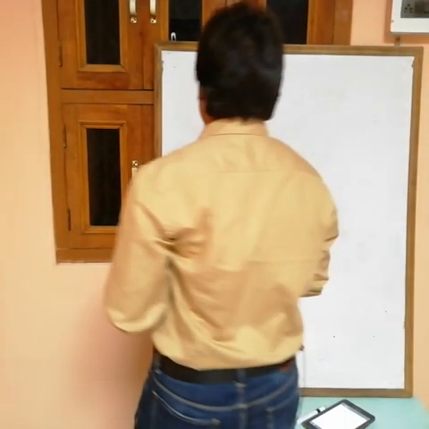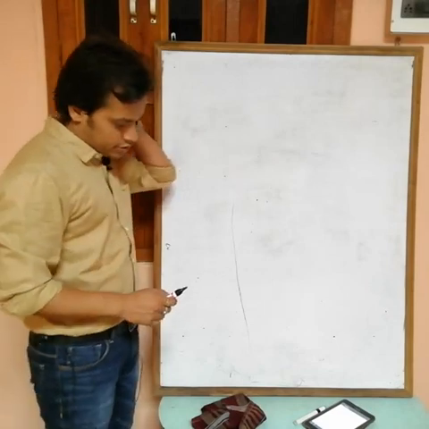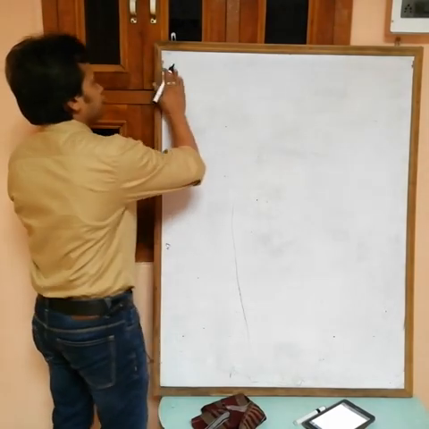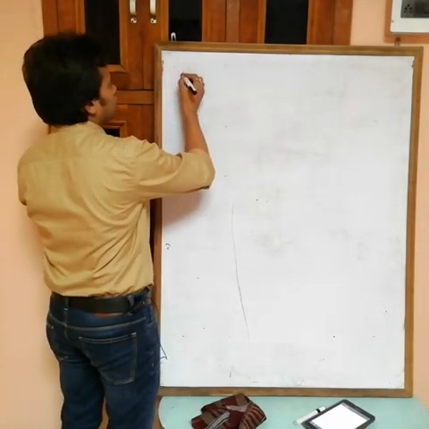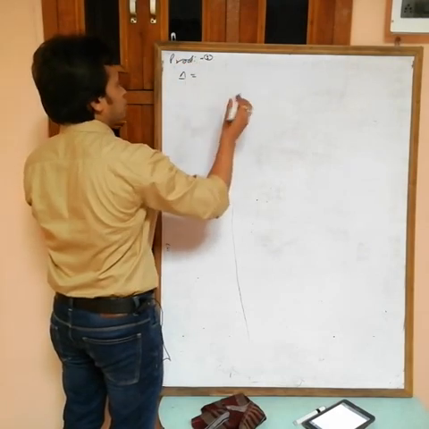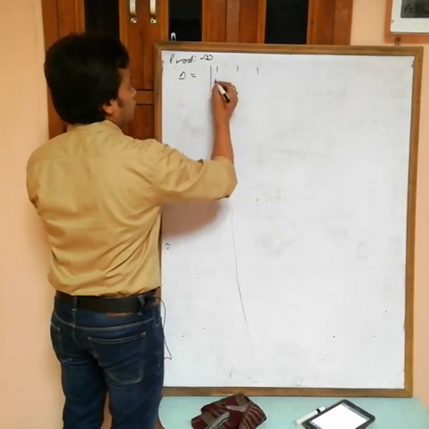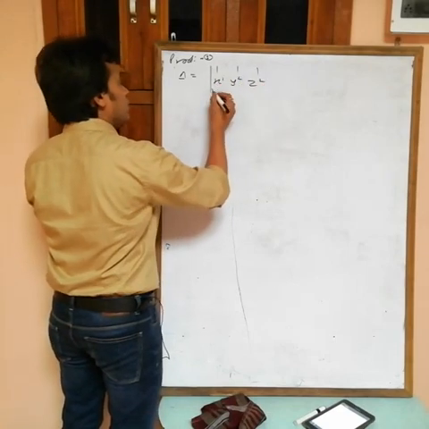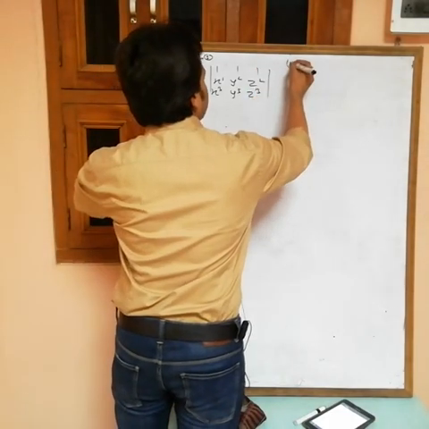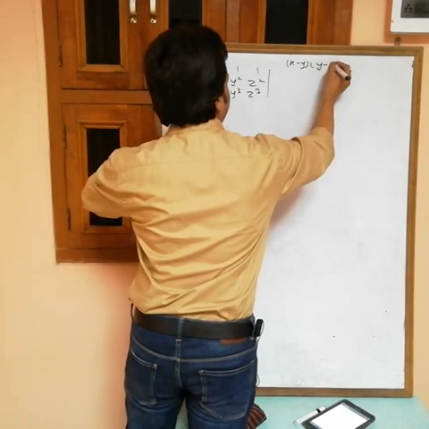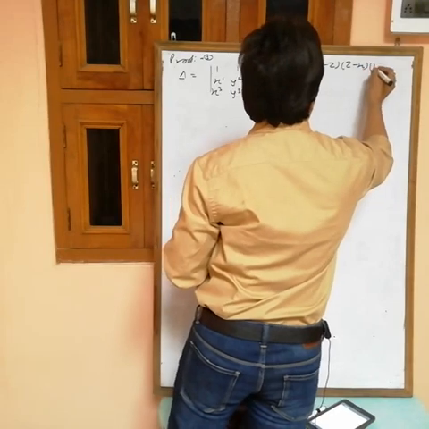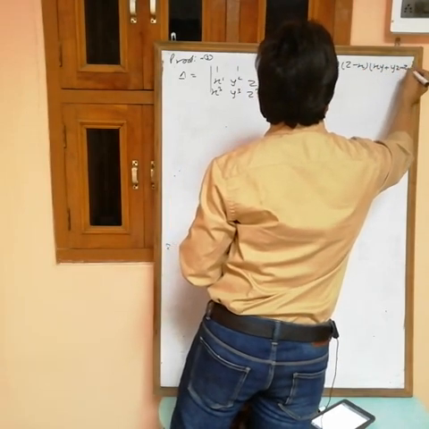Okay, in the last class, proofs of two standard results were done. Now, the proof of the next standard result. Here you want the value of the determinant with rows 1, x square, y square, z square, x cube, y cube, z cube, and we want to prove that its value is equal to (x minus y)(y minus z)(z minus x) into (xy plus yz plus zx).